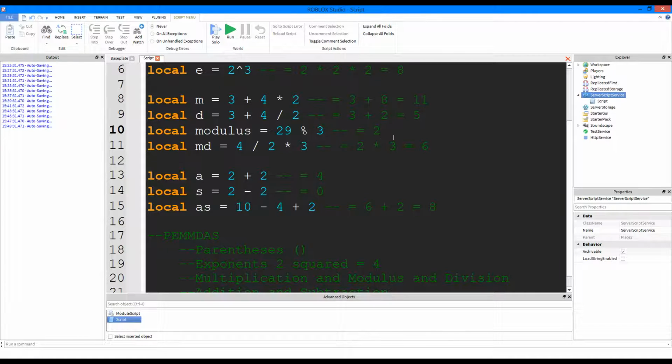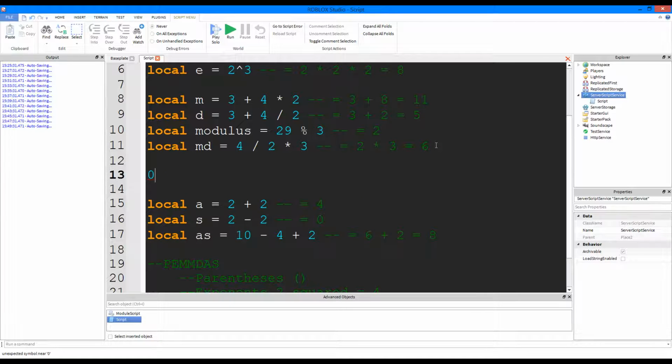So the modulus returns the remainder. I'm going to write that down right here. Modulus returns the remainder. Okay?